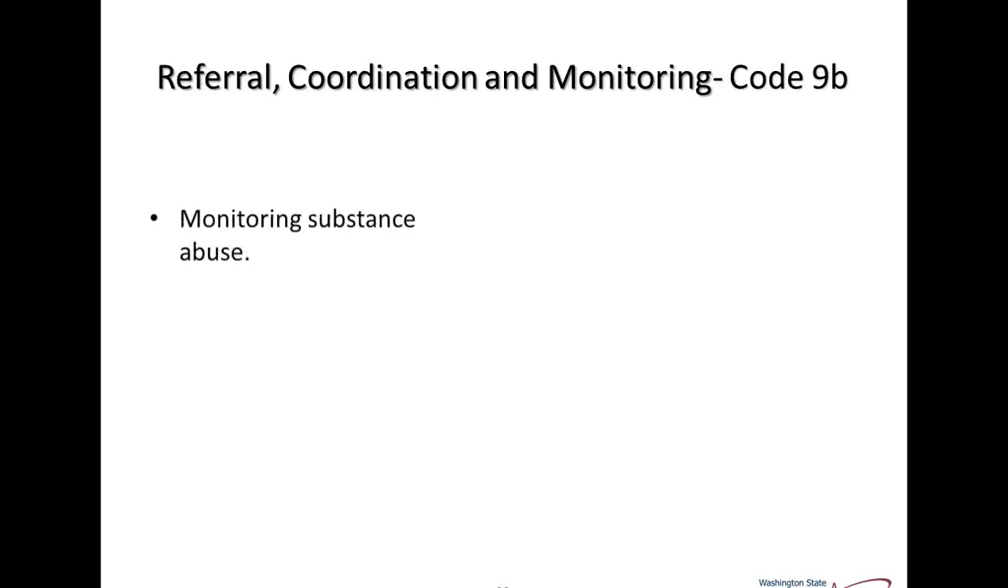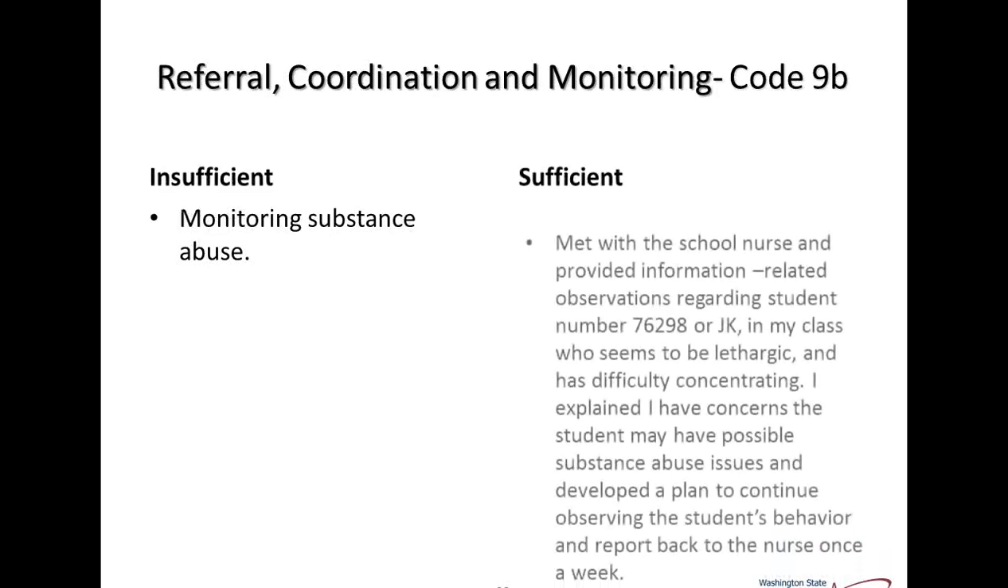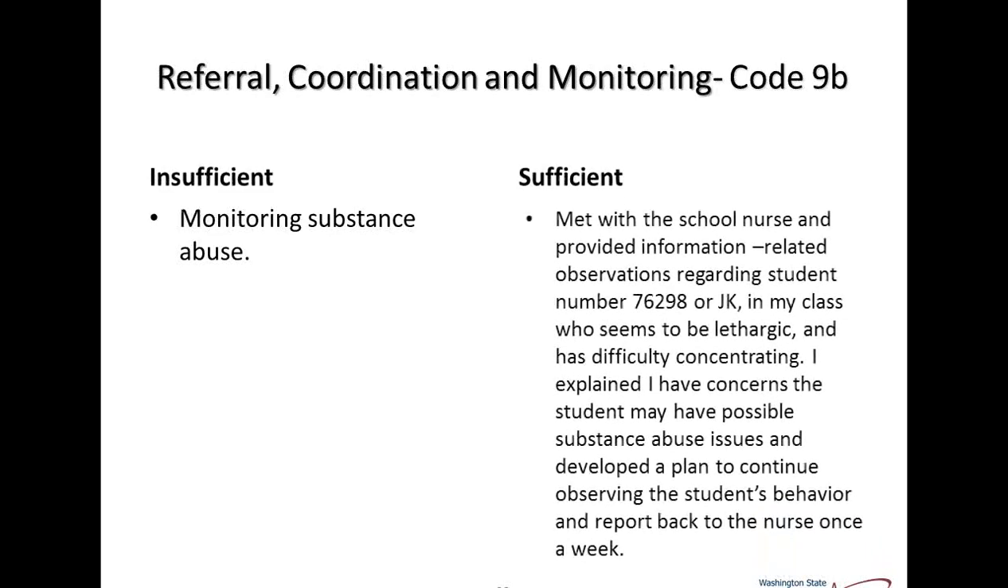According to the best practice criteria we have been using, the important questions have not been answered. The sufficient narrative would be, met with the school nurse and provided information related observations regarding student number 76298 or JK in my class who seems to be lethargic and has difficulty concentrating. I explain I have concerns the student may have possible substance abuse issues and developed a plan to continue observing the student's behavior and report back to the nurse once a week. This narrative provides answers to the questions what, why, who, and how.